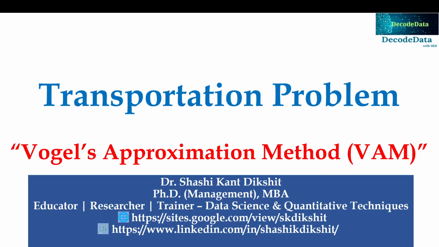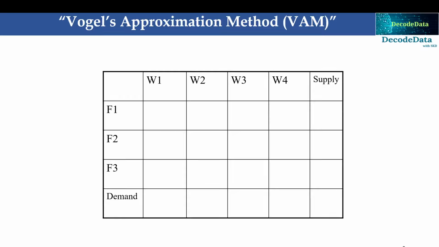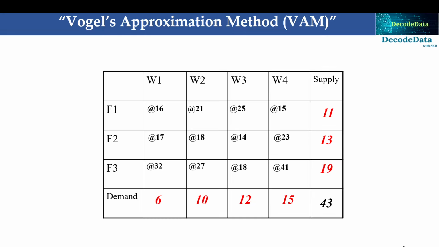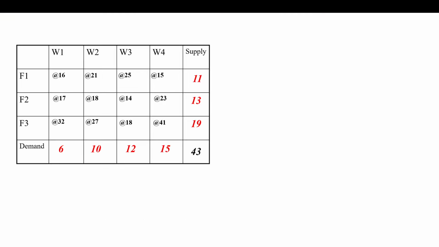So Vogel's approximation method. This Vogel's approximation method is also known as the penalty method, right? So sometimes people say penalty method, sometimes people say Vogel's approximation method, right? So now we have a matrix, the same matrix I have taken. In this matrix, supply and demand are given and the cost for each transfer is given, right? Now, let's take this matrix, right?